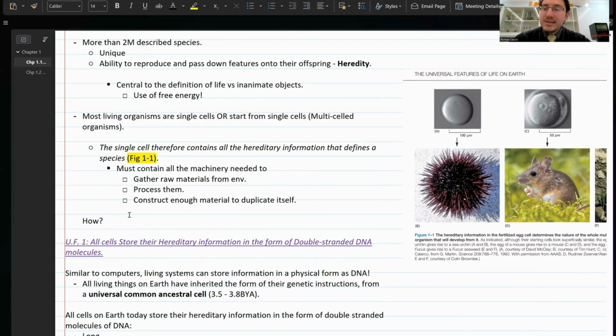Within each individual cell, being multicellular or being single cell, you have the necessary machinery to gather raw materials from the environment, process these raw materials, break down these molecules in catabolic reactions, process them, make more complex biomolecules, and use them enough that you can create material enough for you to make a copy of yourself, right? To reproduce, right? In the case of asexual reproduction, just to give you a sense there.